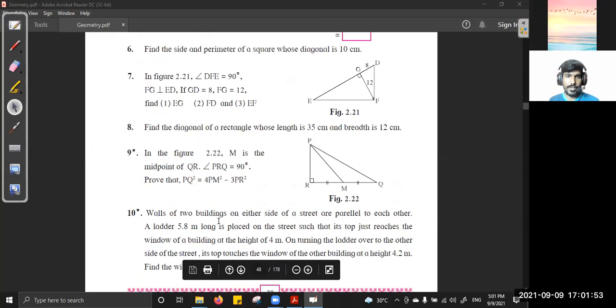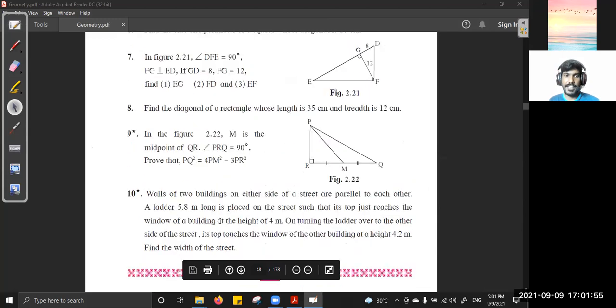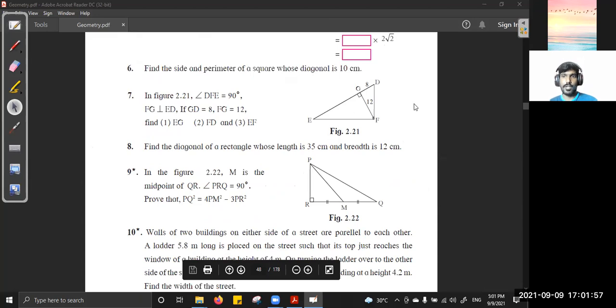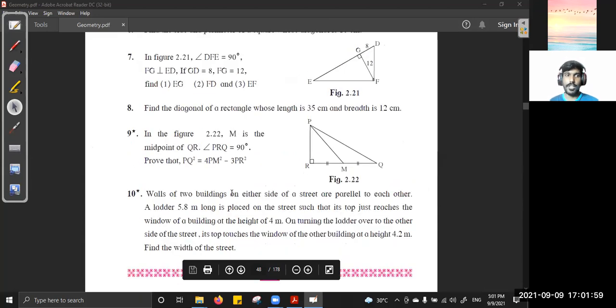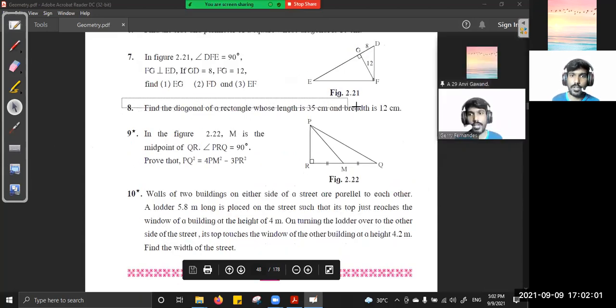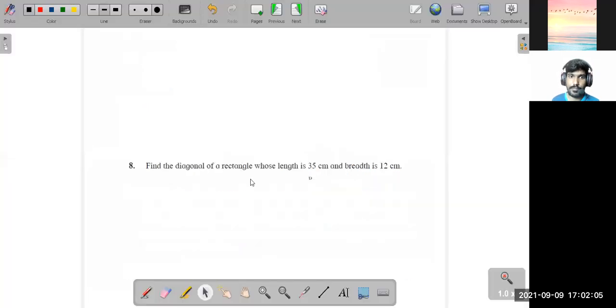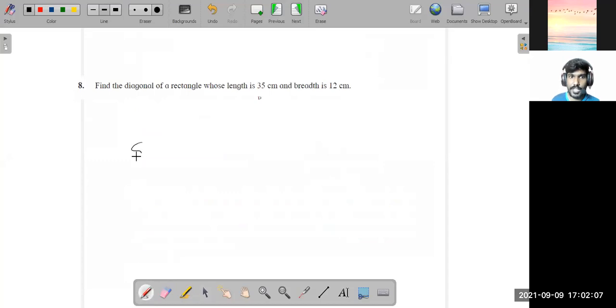Okay, we'll stop here. So 8th one, 9th one, and 10th one are remaining. 8th one I want you to do for homework because it is the same as the 6th one. Till when? Sunday. Today itself.